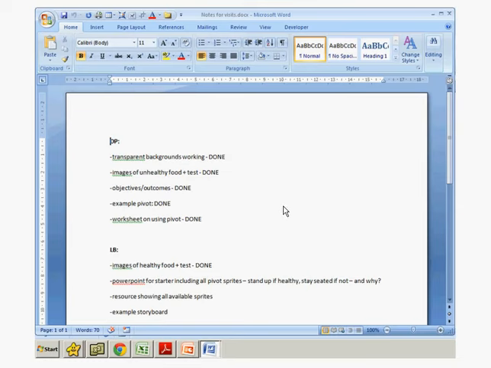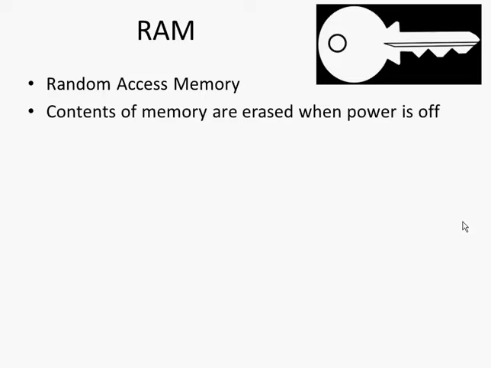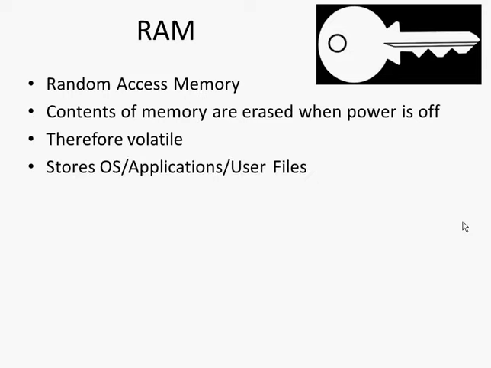And any data that was inside a file that we hadn't saved to secondary storage, such as a hard disk, would be lost. So therefore, we know RAM as being random access memory, of which the contents of the memory are erased when the power is off. Therefore, it is volatile. It stores our operating system, any applications we might have open, any user files which are open within those applications, and those are some of the key things you need to know about RAM ready for your exam.